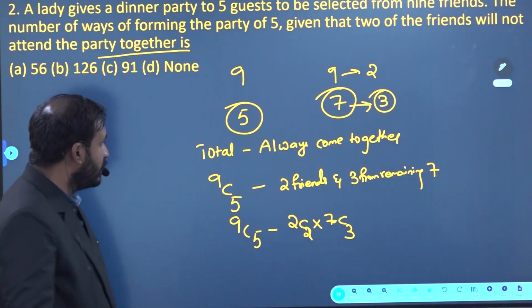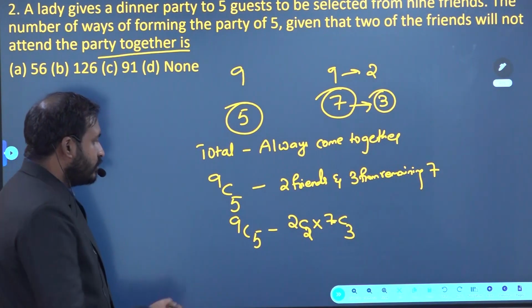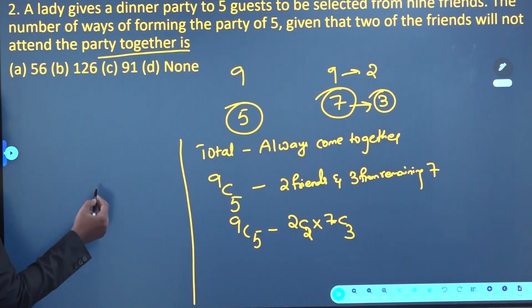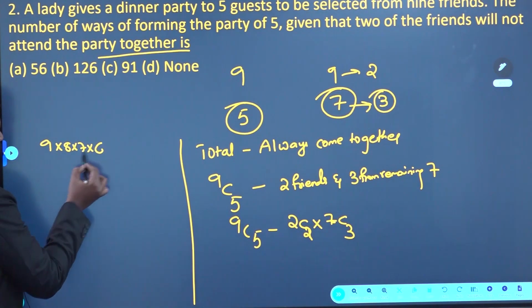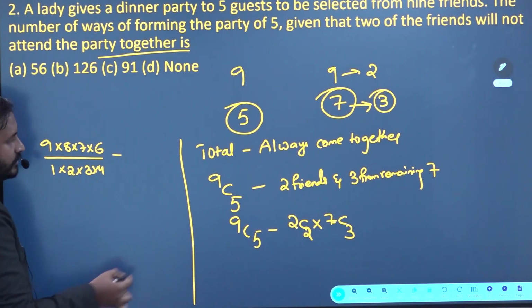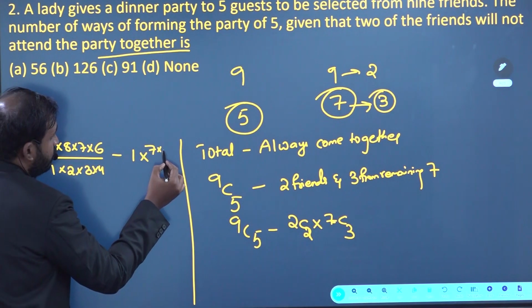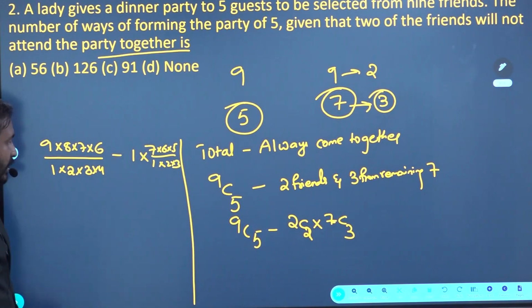Understood? I am finding it in reverse order. Okay, negation. So what happens to this? 9C5 is also equal to 9C4. So 9 into 8 into 7 into 6 by 1 into 2 into 3 into 4, minus 2C2 is 1, into 7C3, which means 7 into 6 into 5 by 1 into 2 into 3.